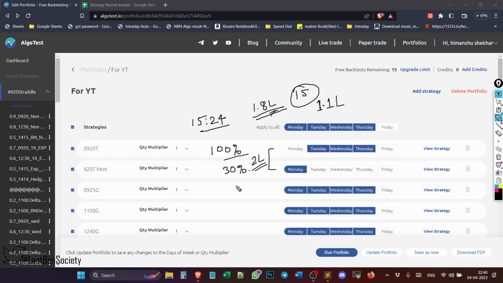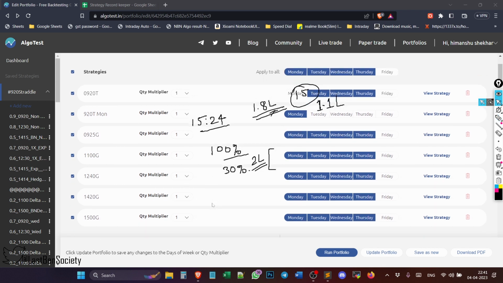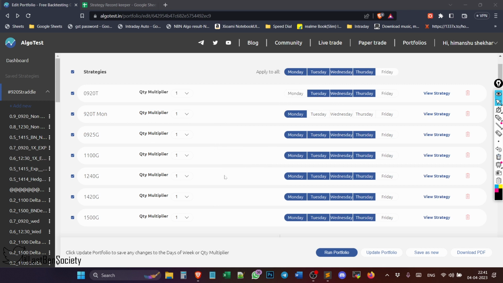Now there are a few repetitions here. Let me explain what the repetitions are. Let me clear the screen. You can see the same thing is written there, right? So it's 925, 1100, 1240, 1420, and 1500. So what are these? Why is G written over here? And why is T written over here? T stands for theta.